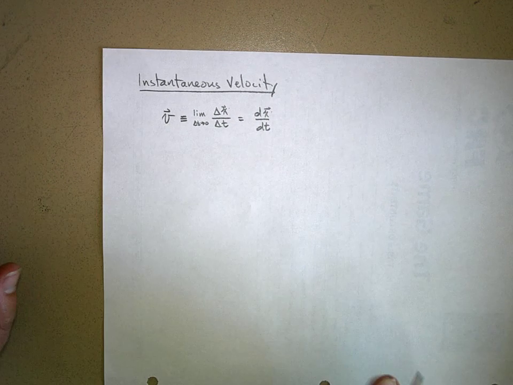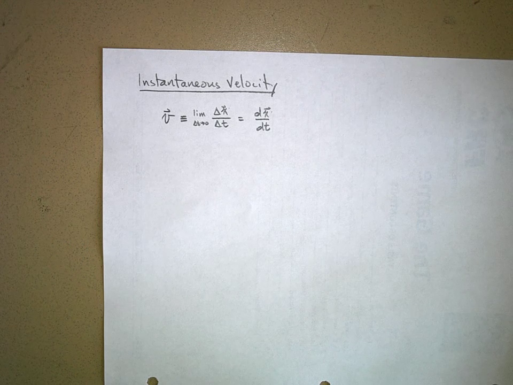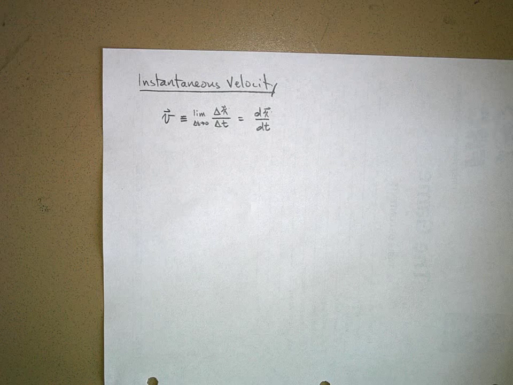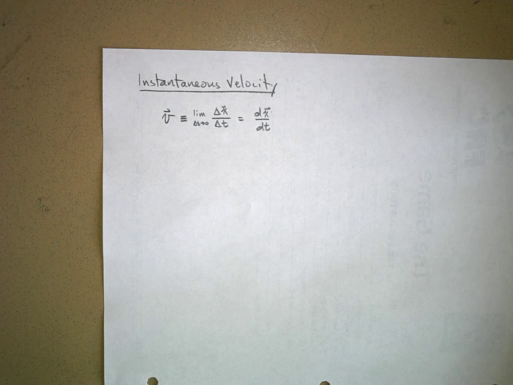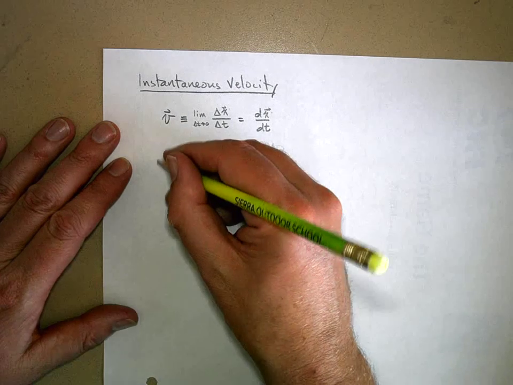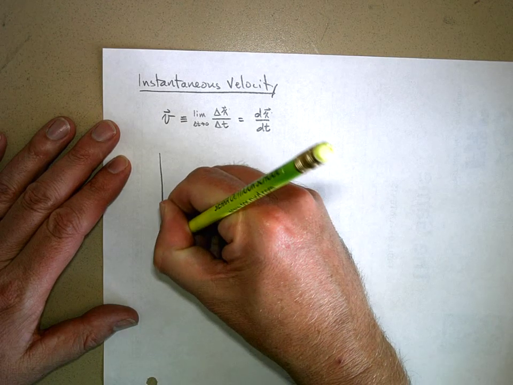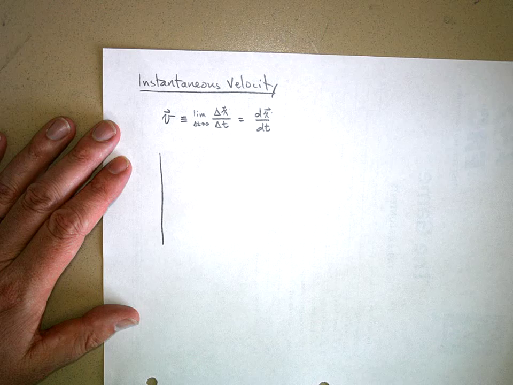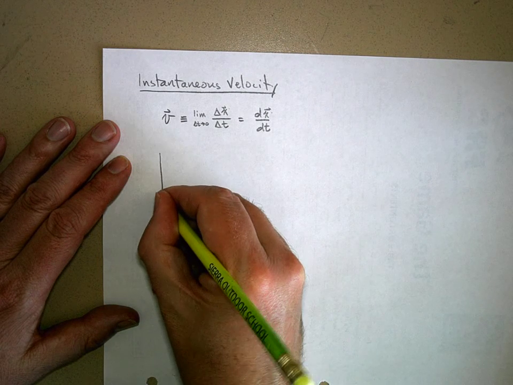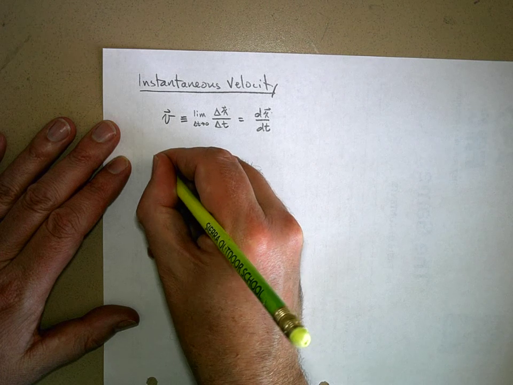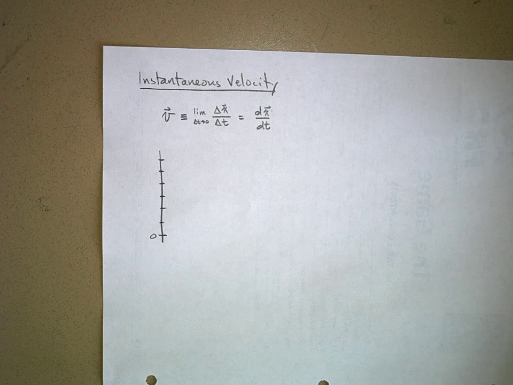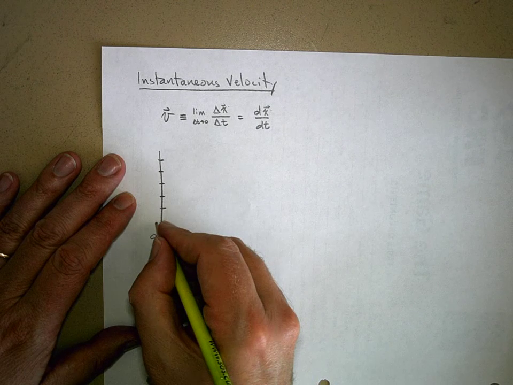Now, here's what I'm going to do. I'm going to draw a graph of an object that's moving through time. I'm going to flip my x-axis and make it look like this. So 0, 1, 2, 3, 4, 5, 6. This is in meters, so this is the x-axis in meters. This is my position axis.